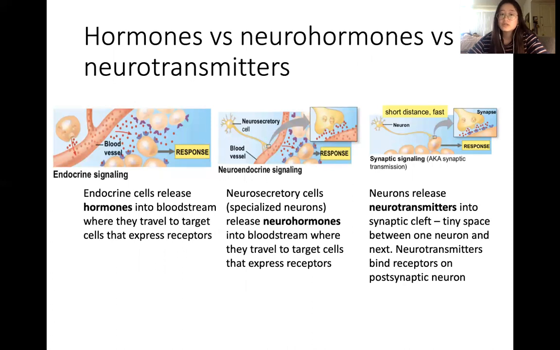Now we're going to be talking about hormones versus neurohormones versus neurotransmitters. In endocrine signaling, endocrine cells release hormones into the bloodstream where they travel to target cells that express receptors. In neuroendocrine signaling, there are neurosecretory cells, which are specialized neurons that release neurohormones into the bloodstream where they travel to target cells that express receptors. And in synaptic signaling, neurons release neurotransmitters into a synaptic cleft. The synaptic cleft is the space right here between one neuron and the next one. The neurotransmitters bind to the receptors on the postsynaptic neurons, which are the neurons right here.